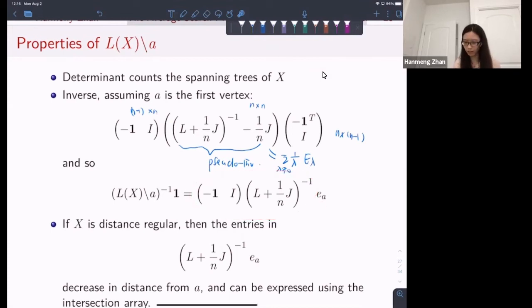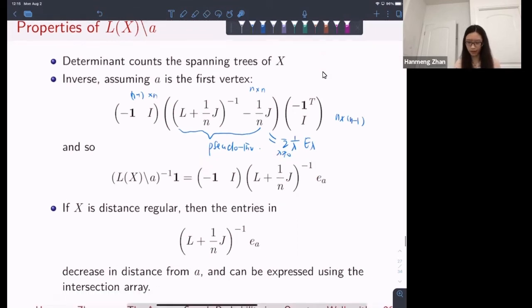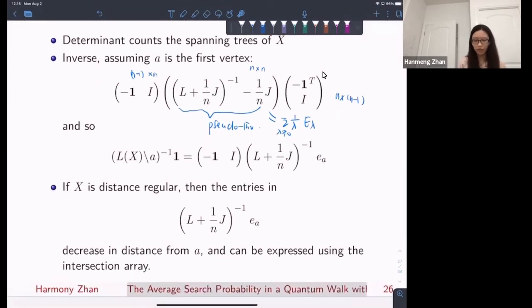Okay, so now everything is in terms of the original Laplacian. Furthermore, if the graph is distance regular, then you can use intersection arrays to easily solve this system of equations. In particular, you will notice that the entries of this vector decrease in distance from A. So what I mean by that is if the vertex that indexes this column is at distance i from A, and the vertex indexing this column is at distance i plus 1 from A, then this entry, the top entry, is larger than the bottom entry. And you can solve for all these entries explicitly.